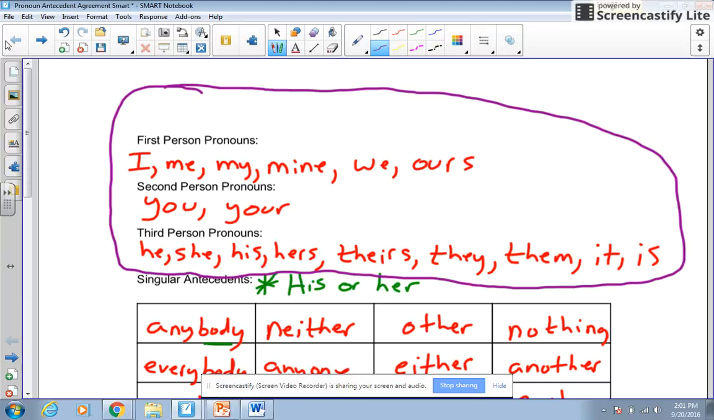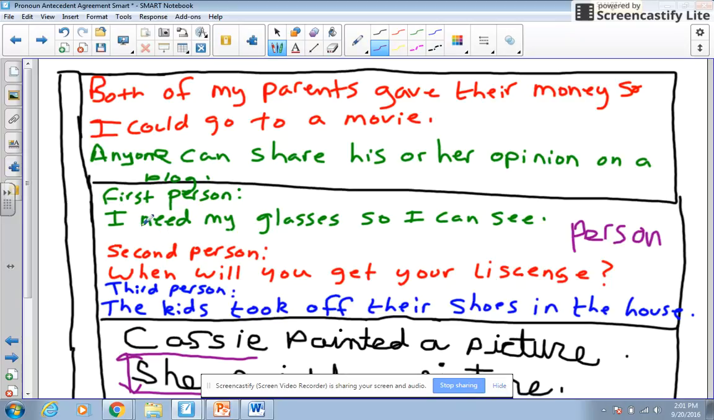But let's go back to our example sentences. And we have a first person sentence. It says, I need my glasses so I can see. Notice how we have first person pronouns here. We have I, we have my, and we have I. Notice how these pronouns are all in first person, so this sentence is correct. If I said I need my glasses so he can see, notice how it would change from first person to third person. We can't do that. That would be incorrect.